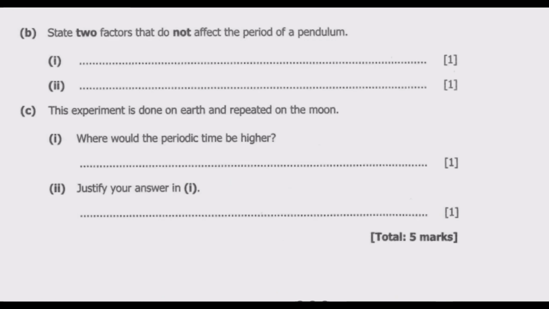Let us look at B. State 2 factors that do not affect the period of the pendulum. So the most commonly known factor which does not influence the period of the pendulum is the mass of the bulb of the pendulum. Then number 2, which is less known, is the amplitude. So the amplitude does not affect the period of the pendulum. As long as the length of the pendulum remains the same, the amplitude, how high you raise it, does not affect the period of the pendulum.